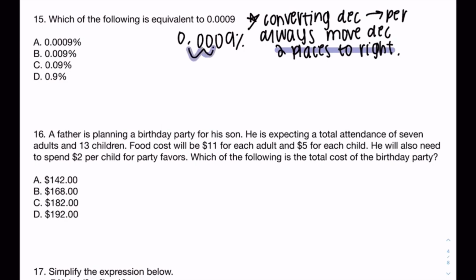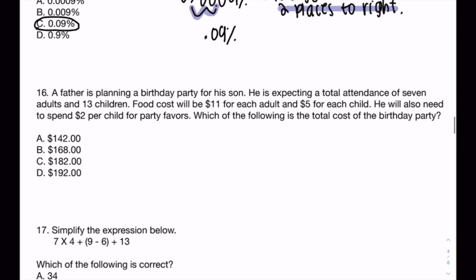So that new number is going to be 0.09%. And we have that right here. Okay, number 16. Now this one you do have to pay attention to because I think that they made this question to trick you.